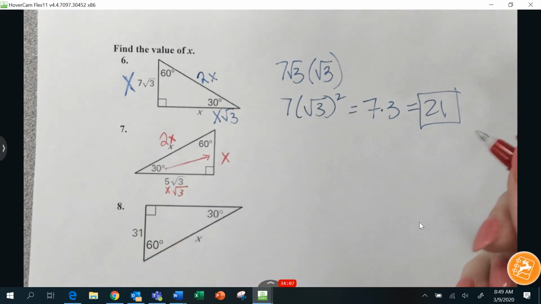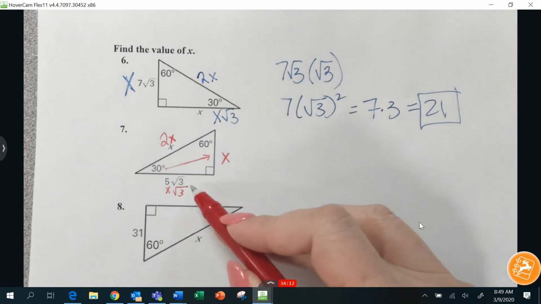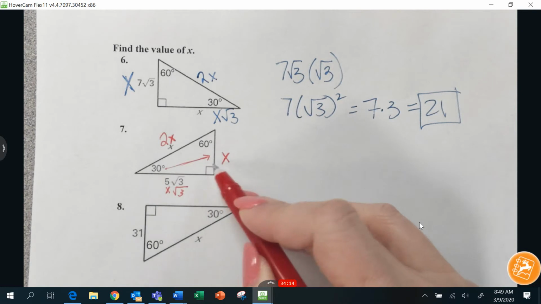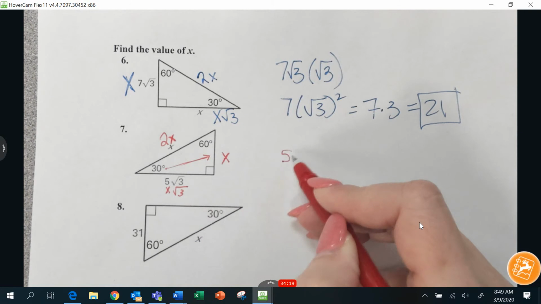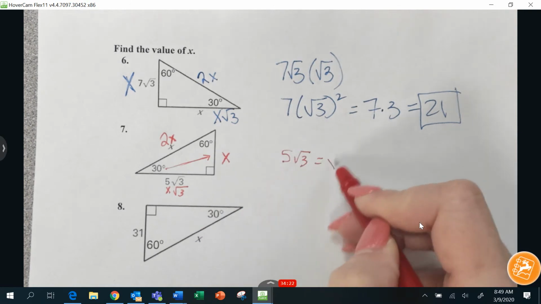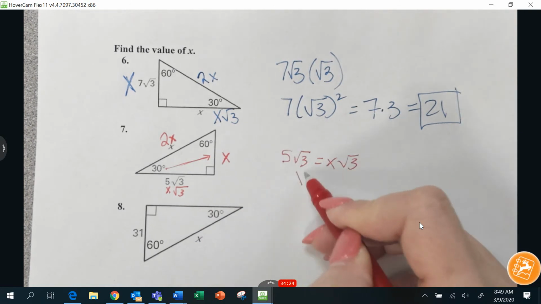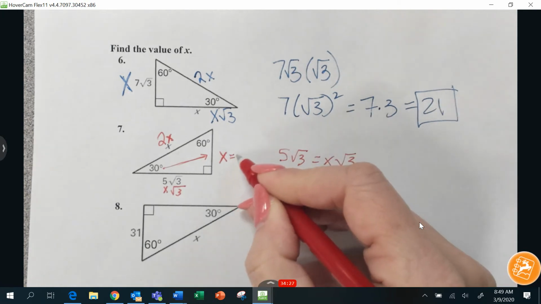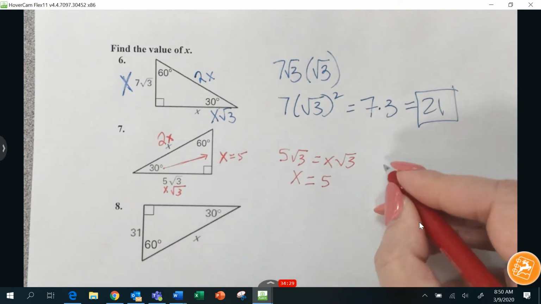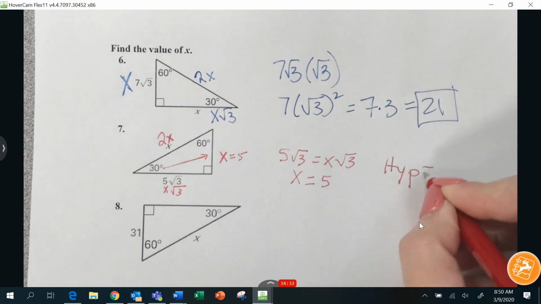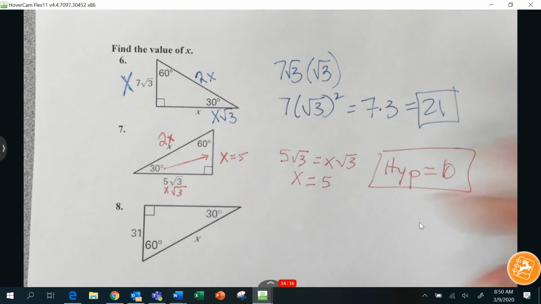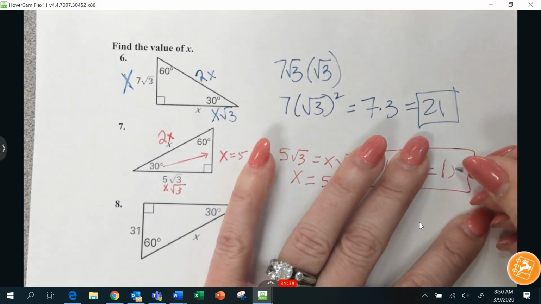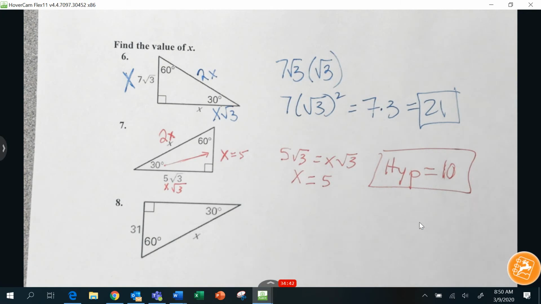We use the square root 2 in the 45, 45, 90. So what's x in, not the answer x, but what is my x? If we've got 5 square root 3 is equal to x square root 3, what's x? Yell it out. 5. Good. So this is 5. We have to find the hypotenuse. What's the hypotenuse? What's the answer? 10. Thank you. You guys are quiet, and I can't tell if you don't get it or you're just being quiet.